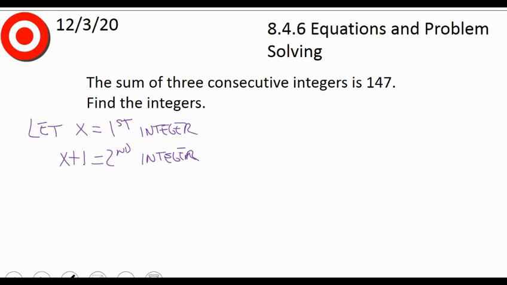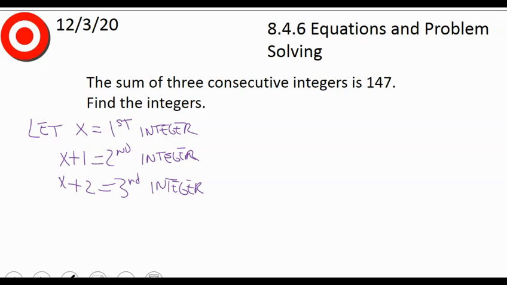So then what would the third integer be? The third integer would be x plus 2. Because if my first one is, say, 5, the next number would be 6, and the next number would be 7. How do I get from 5 to 7? I add 2. So my three integers I've now defined as x, x plus 1, and x plus 2.